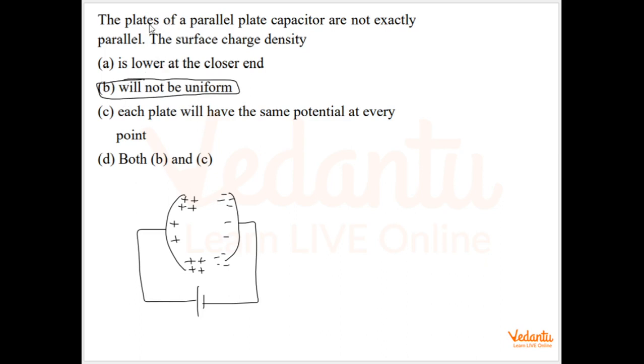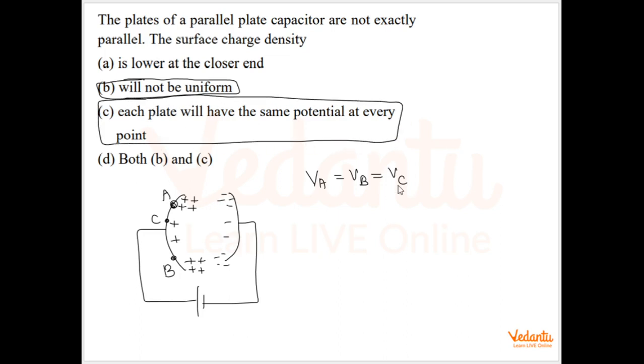But since they are part of the same conductor, this point A will still have the same potential as this point B, and this point C. So potential at A will be same as potential at B, will be same as potential at C. Each plate will still have the same potential at every point. So option C is also correct. In this case, option D would be the correct answer. Both B and C are correct.